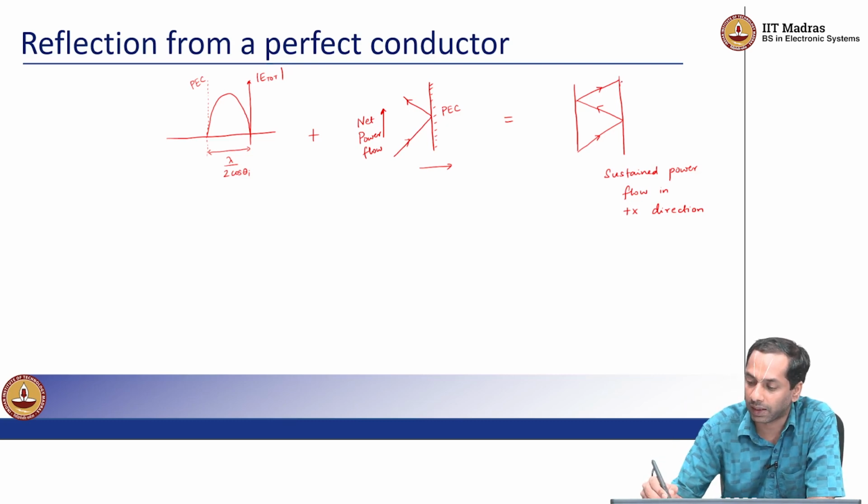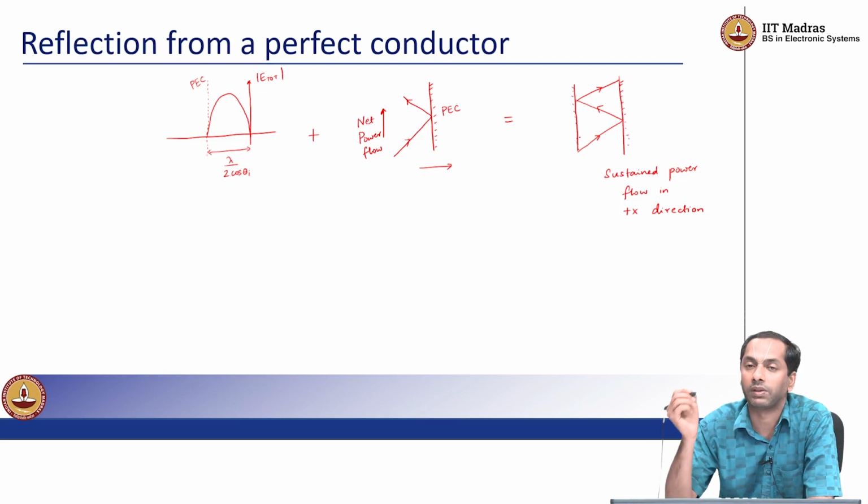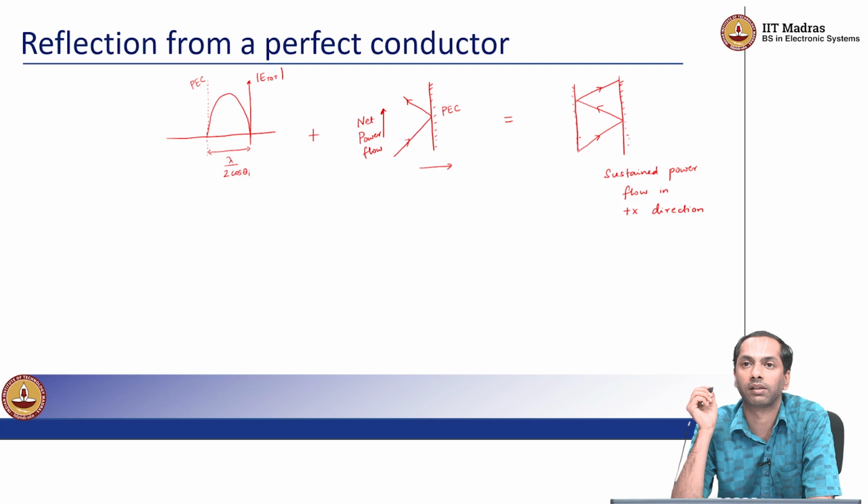So, by clever placement of these perfect electrical conductors and launching the angle based on the distance between the two conductors, right, I can have a certain sustained power flow of electromagnetic energy in the positive x direction, right. So, this is what we call a waveguiding structure.